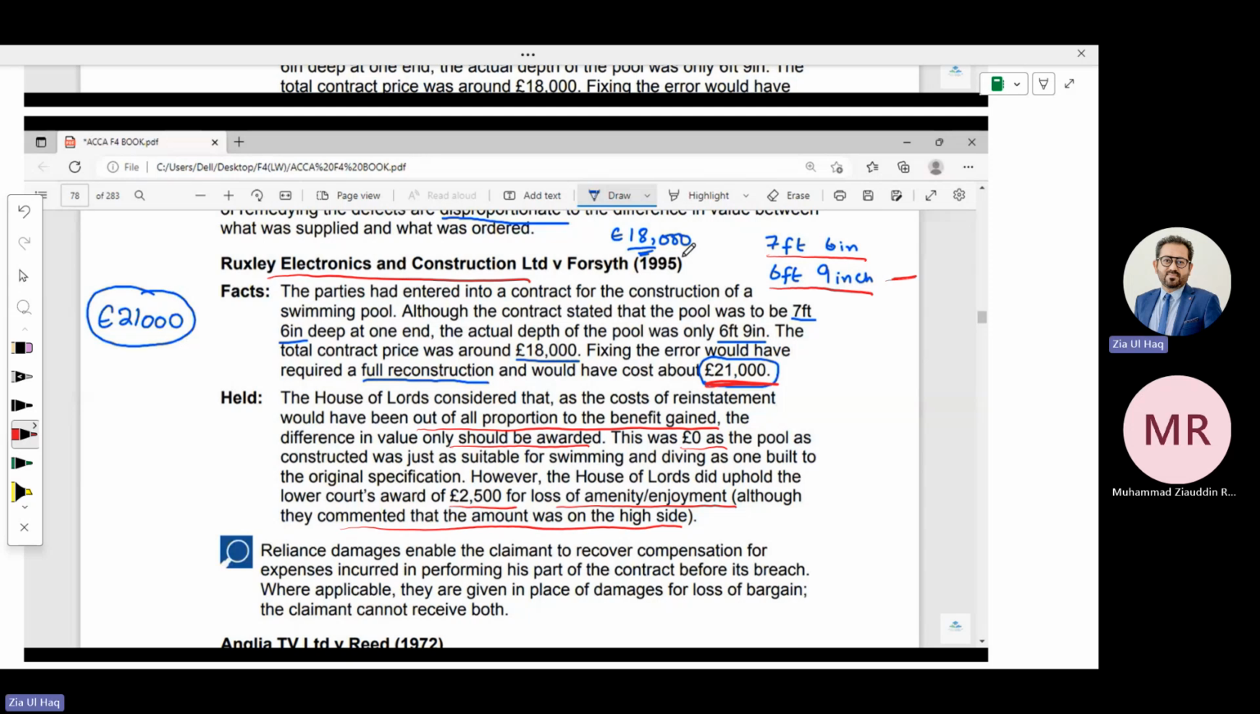Next, damages, another rule is reliance damages. What is reliance damages? They enable the claimant to recover compensation for expense incurred in performing his part of the contract before its breach. Where applicable, they are given in place of damages for loss of bargain; the claimant cannot receive both. I mean, what are reliance damages?